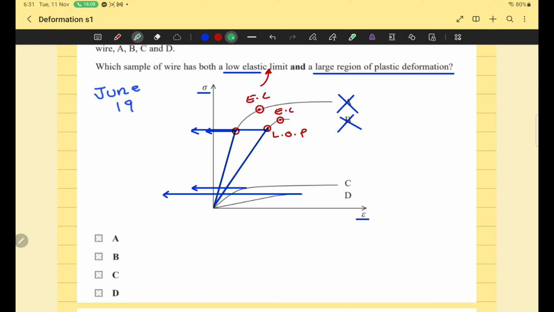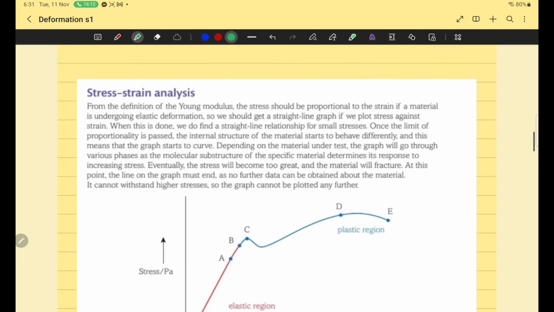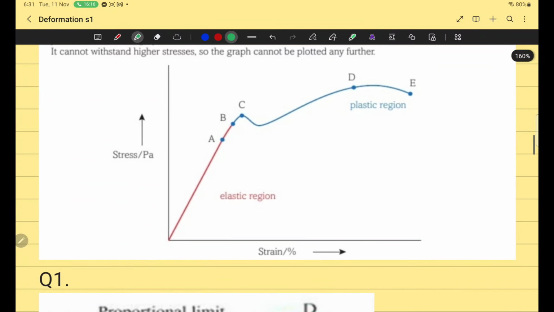Sir, what is the meaning of plastic deformation? So the answer is, in this graph you can see the red graph. The red graph up to elastic limit, then this graph is called elastic region. It is given. The red region is the elastic region. From origin to elastic limit, the graph is called elastic region.